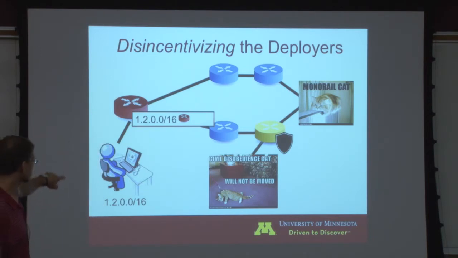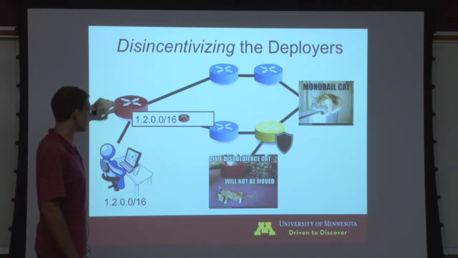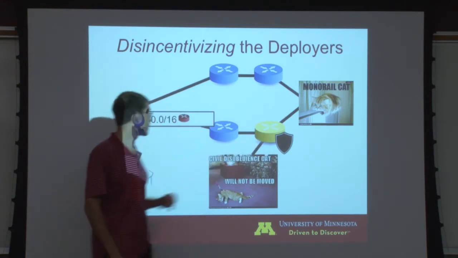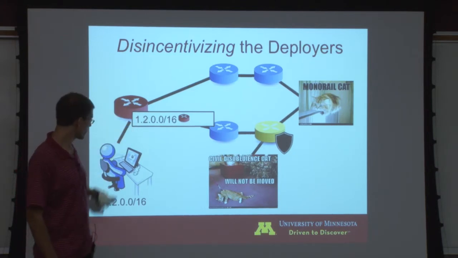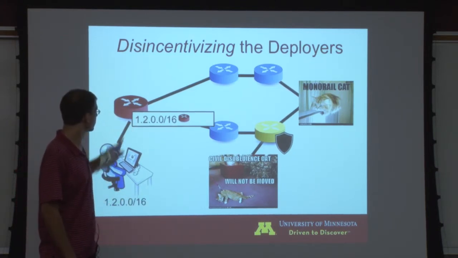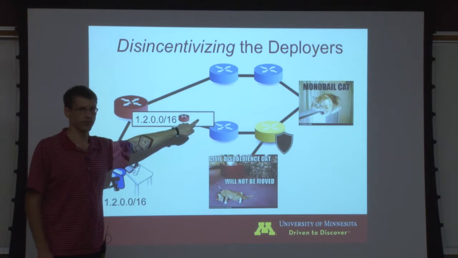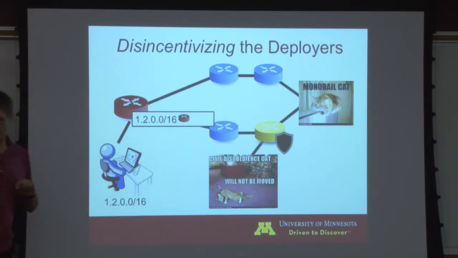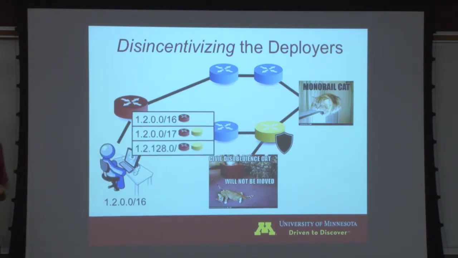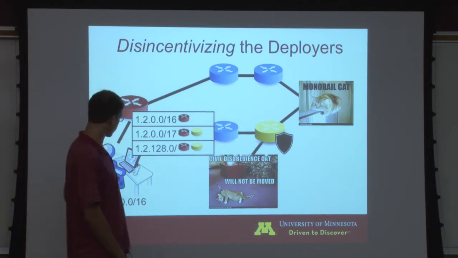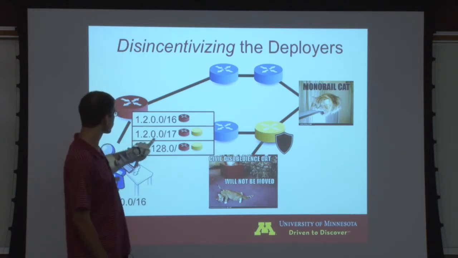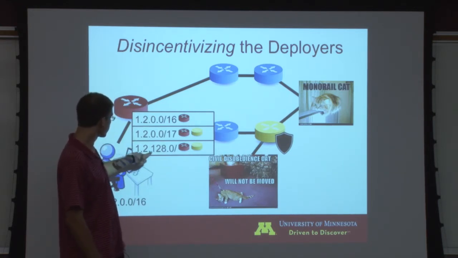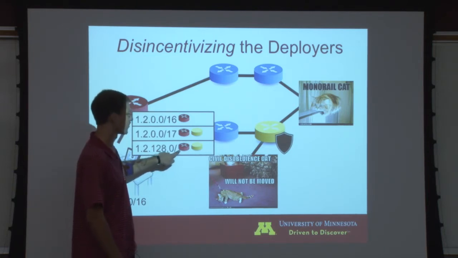So this censor has a list of all the decoy routing ISPs, and when it wants to advertise a route to 1.2.0.0/16, it advertises that route just as before, but it also splits 1.2.0.0/16 into two subnetworks, subblocks of IP addresses, so 1.2.0.0/17 and 1.2.128.0/17.